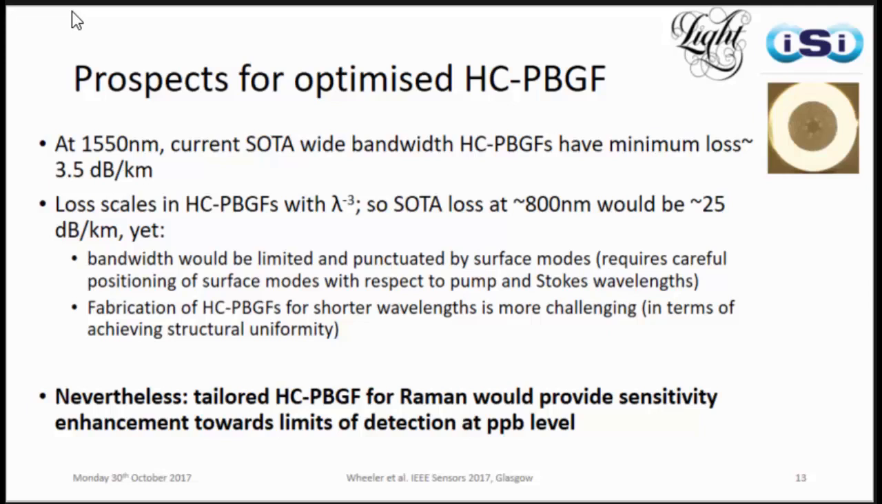Also, the fabrication of bandgap fibres for shorter wavelengths is more challenging, so achieving 25 dB per kilometre is not easy. Nevertheless, we'd suggest that tailoring the bandgap fibre for Raman and producing high-quality state-of-the-art fibres around this wavelength, or even towards the visible, would enhance the limit of detection towards the ppb level.